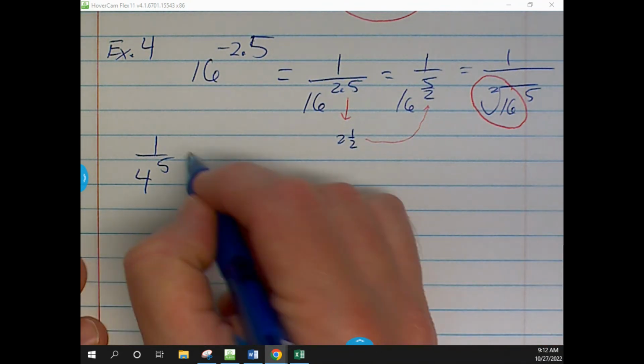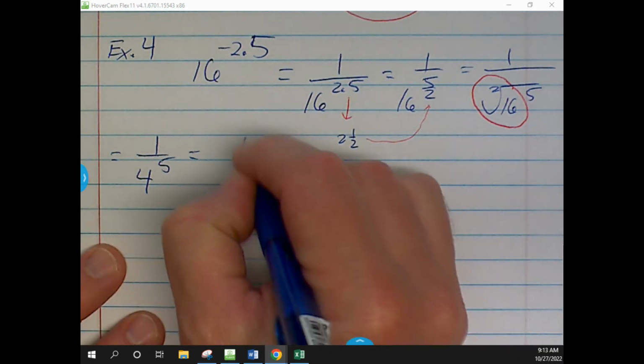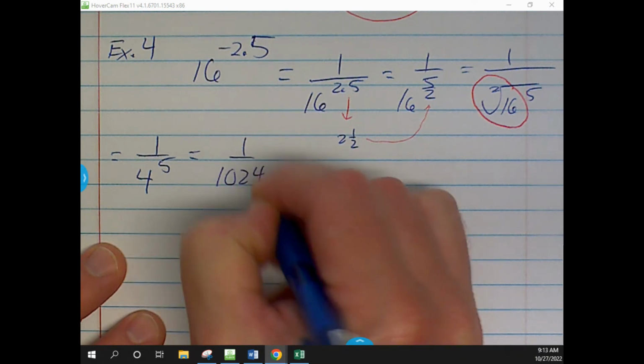Now, if you had to, if this was the apocalypse and all the calculators were gone, you could do 4 to the 5th power, right? A lot easier than you can do 16 to the 5th power. So if we do 4 to the 5th power, that's what? 16, 64, 256, 1024. So if you do 4 to the 5th power, that'd be 1 over 1024.